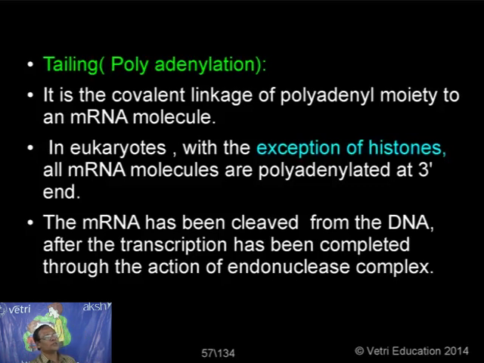So in all eukaryotes, you know that this mRNA is translated to form the protein. In all eukaryotes, the adenylation process occurs at the 3' end of the mRNA, except for the histones. The mRNA that contains the information for the formation of histone proteins has no adenylation process. That's why I mentioned here in eukaryotes, with the exception of histones.